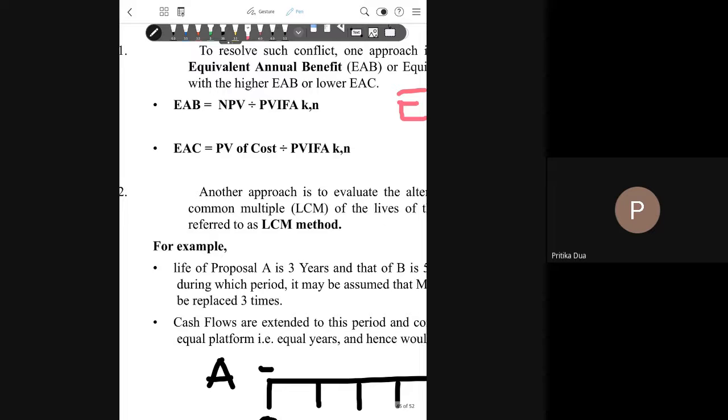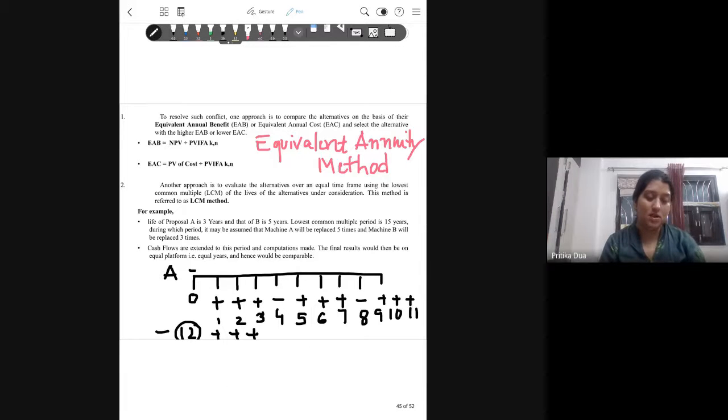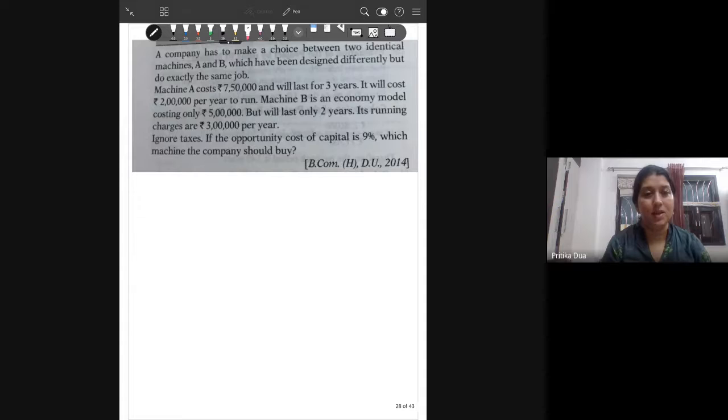Similarly, when we are calculating the cost here, we calculate the present value of all the costs that are incurred, and again we are dividing it by PVAF at K% for n years. And whichever project gives the lower equivalent annualized cost will be selected. So let's not waste time. Let's directly move to a question on the equivalent annuity method, and things would make more sense.